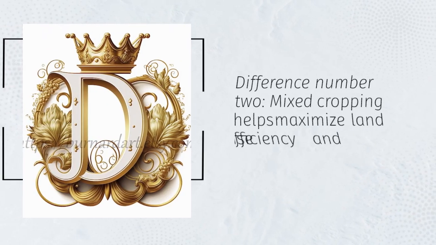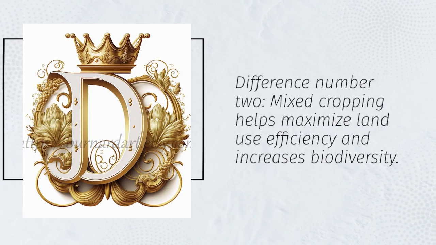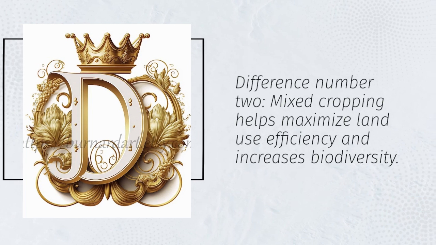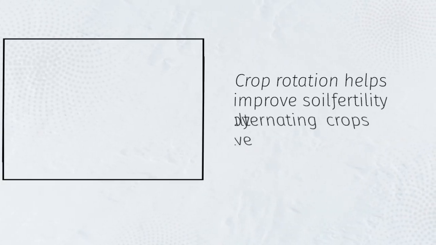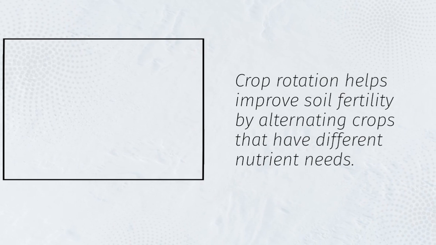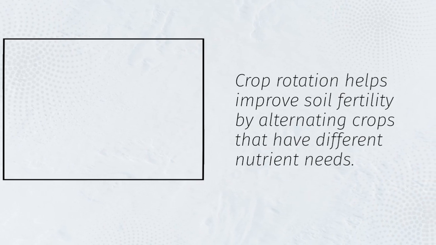Difference number 2. Mixed cropping helps maximize land use efficiency and increases biodiversity. Crop rotation helps improve soil fertility by alternating crops that have different nutrient needs.